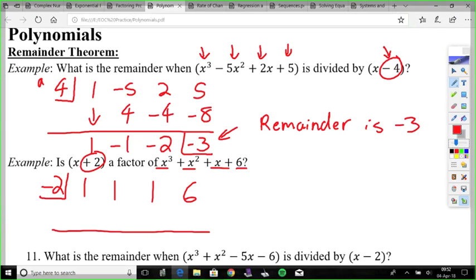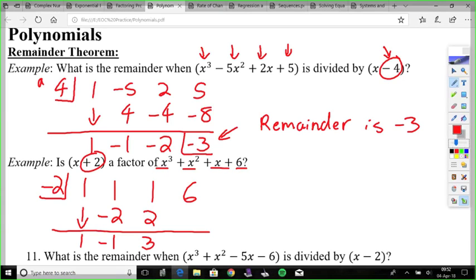So let's start. Let's bring the first term down. Bring the 1 down. Doesn't change. Multiply this by a. 1 times negative 2 is negative 2. All right, add them up. 1 minus 2 is negative 1. Then multiply negative 1 times the a value, negative 2. So negative 1 times negative 2 would be positive 2. Now add those up. 1 plus 2 would be 3.